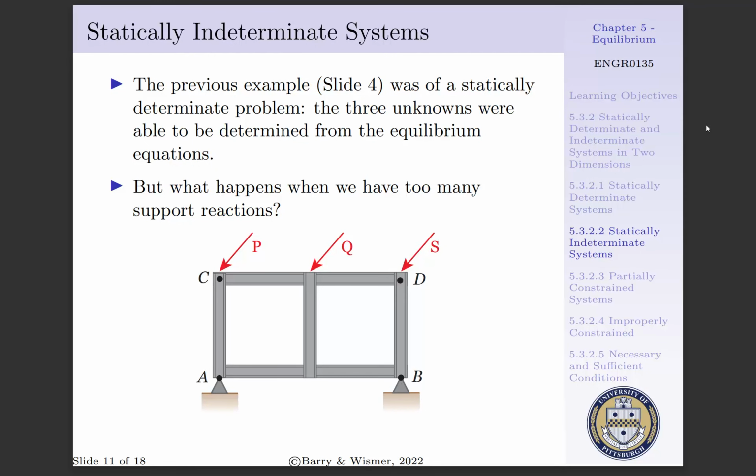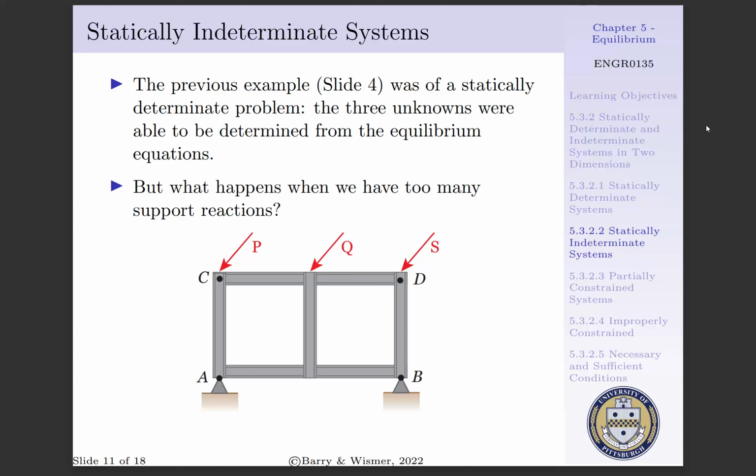From our previous example on slide 4, we had a statically determinate problem. Our three unknowns, RAY, RAX, and RBY, were able to be determined from our equilibrium equations. That is, we took the summation of forces in the x direction and set it equal to 0, the summation of forces in the y direction and set it equal to 0, and we took the summation of moments about point A and set it equal to 0. In doing such, we were able to solve for our unknowns.